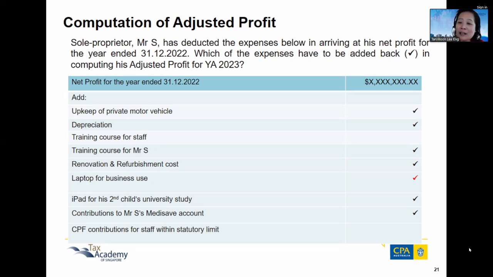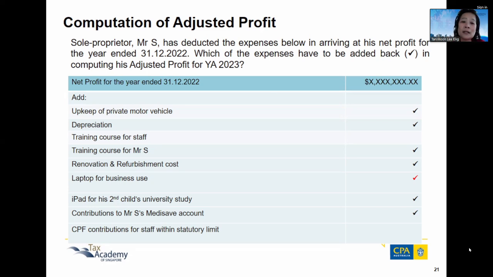Okay, R&R cost, just now we talked about it. YA 2023, we allowed the cost to be divided by 3 over 3 years. So the full cost, we have to add back, but allow 1/3. The first YA 1/3, second YA the next 1/3, the third YA the next 1/3. Because YA 2023, it has to be over 3 years. Laptop for business use. It's actually not allowable, but we can give capital allowance, 100% capital allowance.